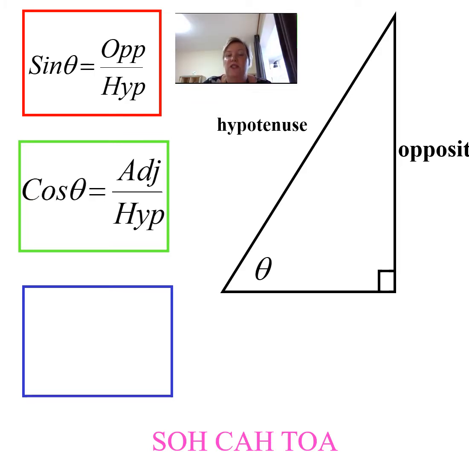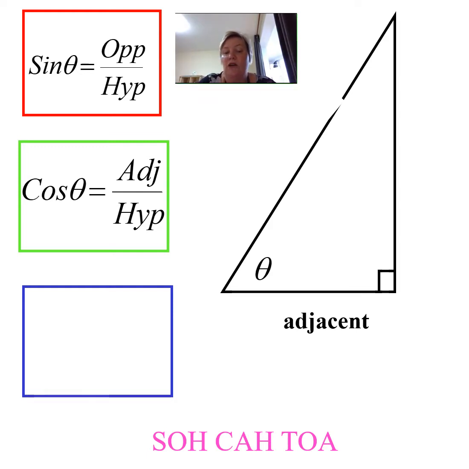Cosine has a different relationship. Its relationship is between the adjacent down here, and notice the adjacent is next to the angle. That's what adjacent means. It means next door. So adjacent lines actually touch the angle I'm looking at and the right angle. They're kind of the huggy one of the trigonometry world. And then also the hypotenuse.